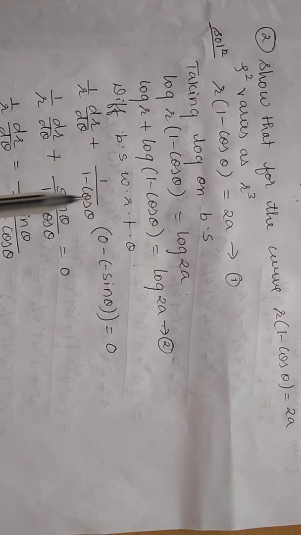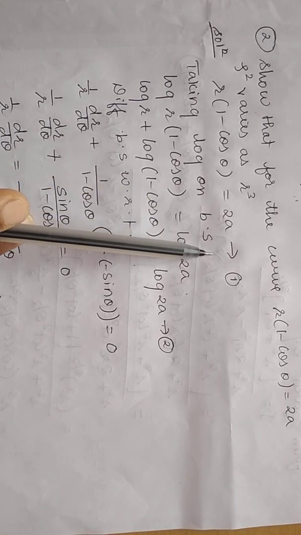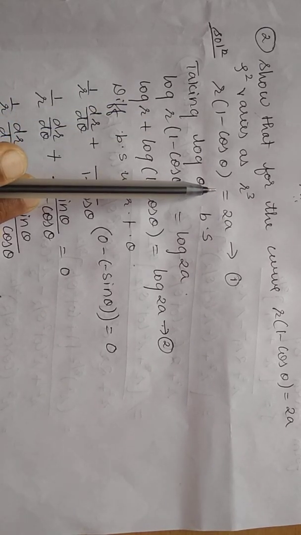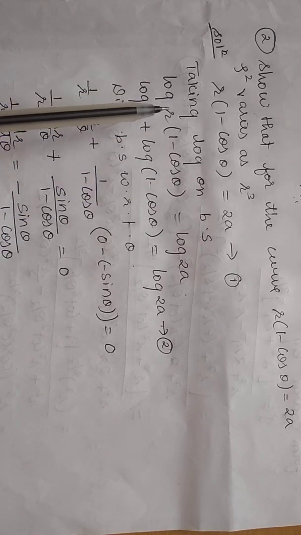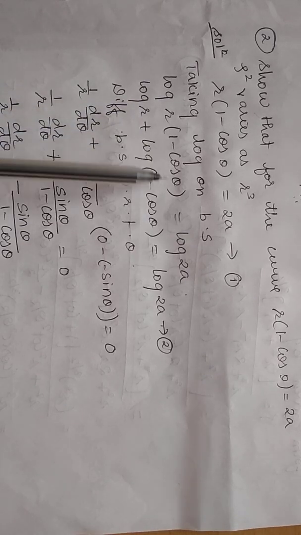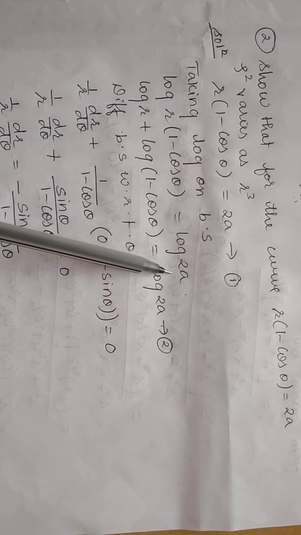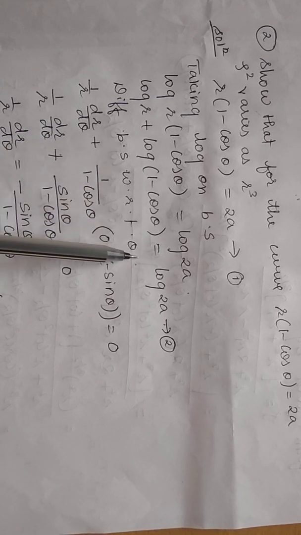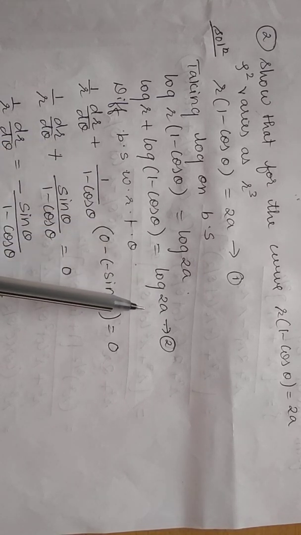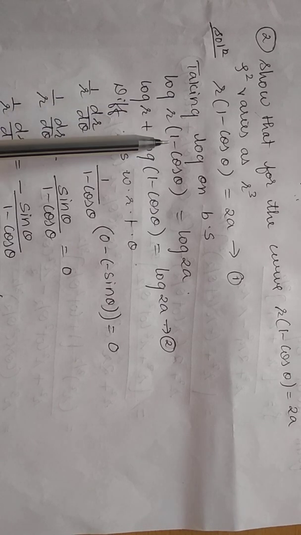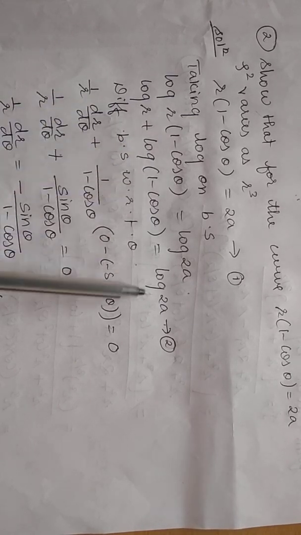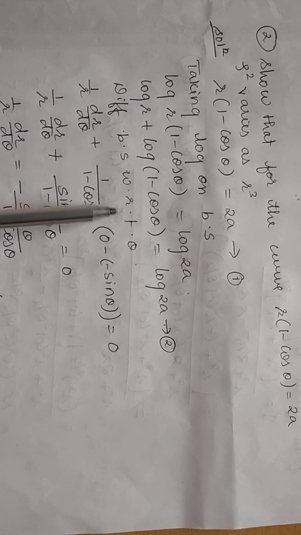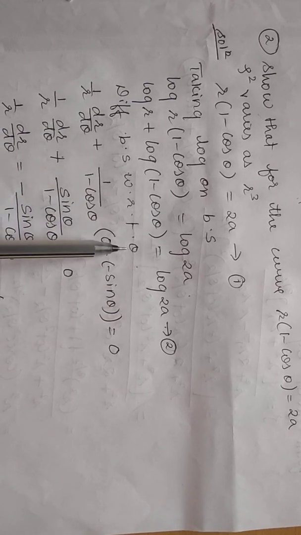So consider the given curve, mark it as equation number 1. Whenever a polar curve comes, I have told you all to apply log on both sides. So log of r into 1 minus cos theta equals log of 2a. That is log r plus log of 1 minus cos theta equals log 2a. Here I have applied log a into b equals log a plus log b. Equation number 2. Now differentiating both sides with respect to theta.